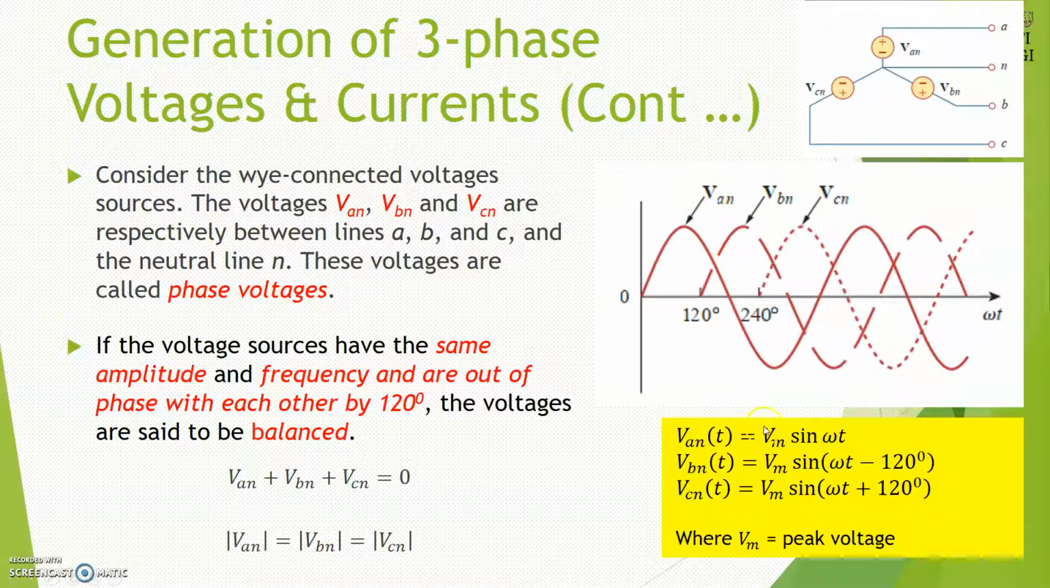Where you have VAN equal to Vm sine omega t because it starts at 0. And then VBN is represented by Vm sine omega t minus 120, minus 120 because it starts later. And then VCN is equal to Vm sine omega t minus 240, or you can also rewrite it as plus 120, where Vm represents the peak voltage. Each of the phase voltages has the same peak value, so that's why you can represent it by the same peak voltage.